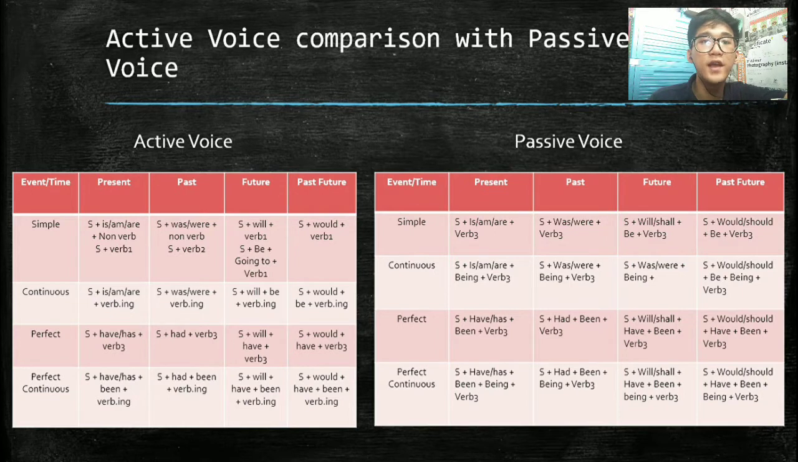If you want to change an active sentence that is included in one of the tenses, such as an active sentence in the present continuous tense, then to change it, you have to use the passive voice formula used in the present continuous tense, and so on for every tense.